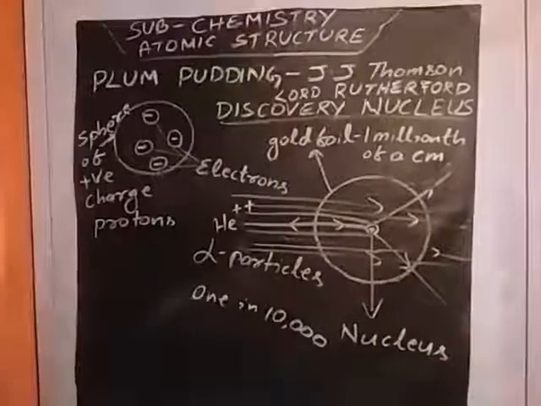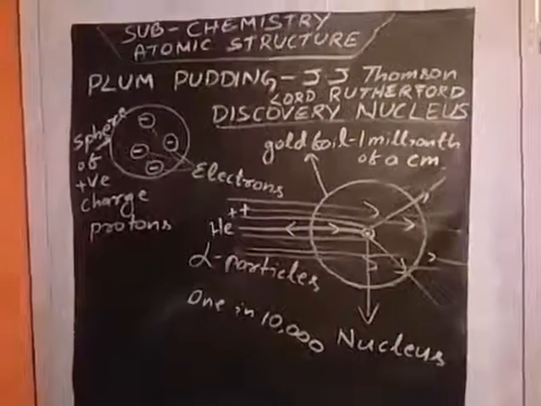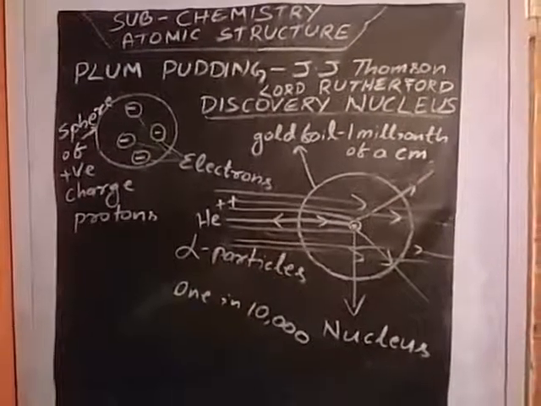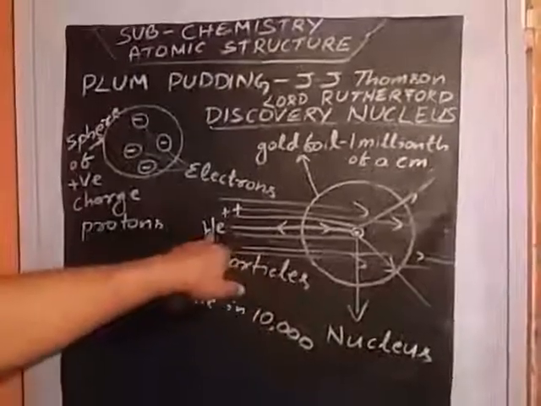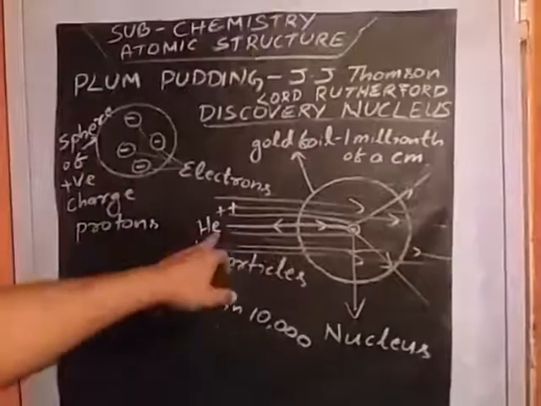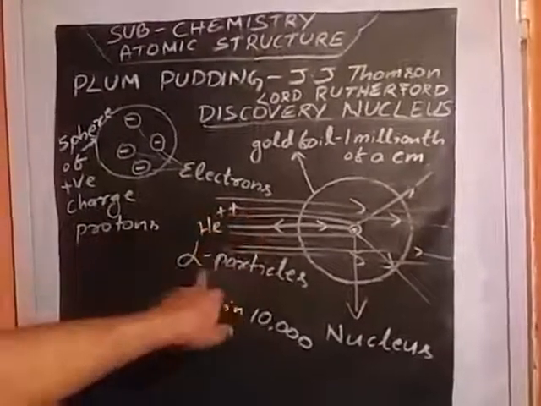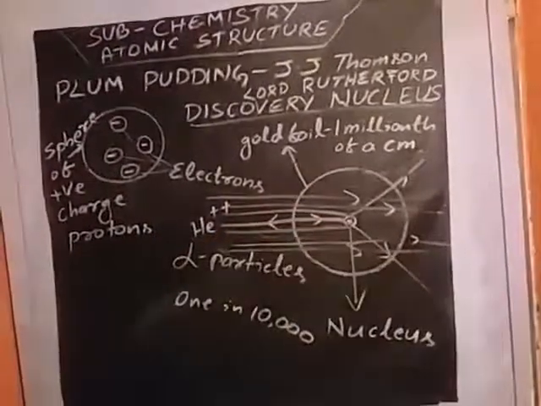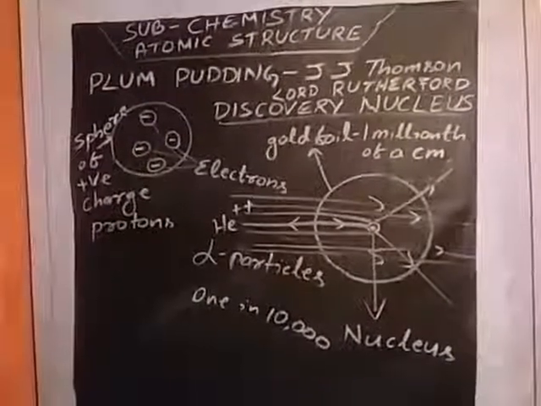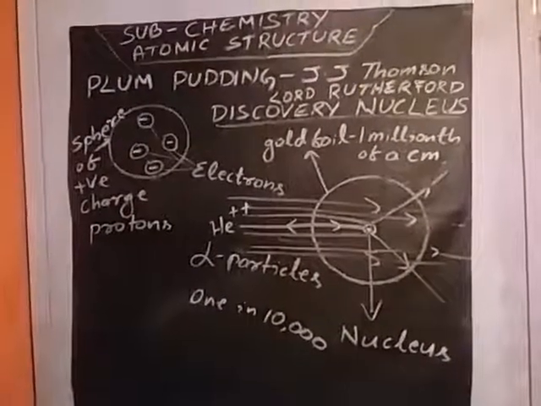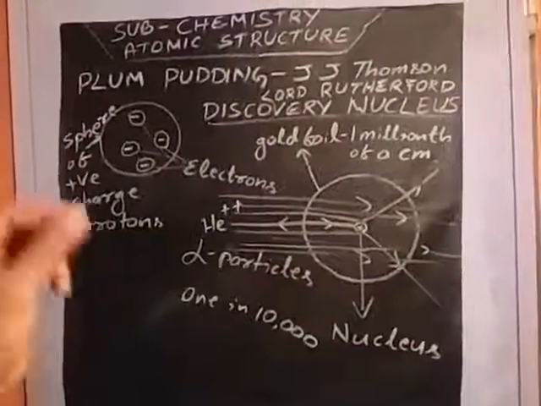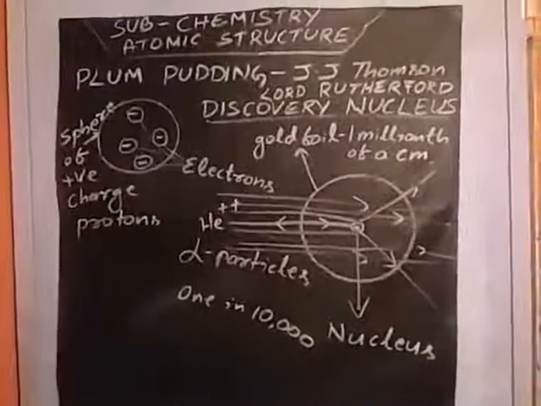Then the discovery of the nucleus by Lord Rutherford. Lord Rutherford took alpha particles. What are alpha particles? It is nothing but the noble element helium losing 2 electrons by extra force, forming He++, which is known as alpha particles. He used a gold foil. Why was gold foil taken? Because it is the most malleable metal, and it is very thin, its thickness being 1 millionth of a centimeter.